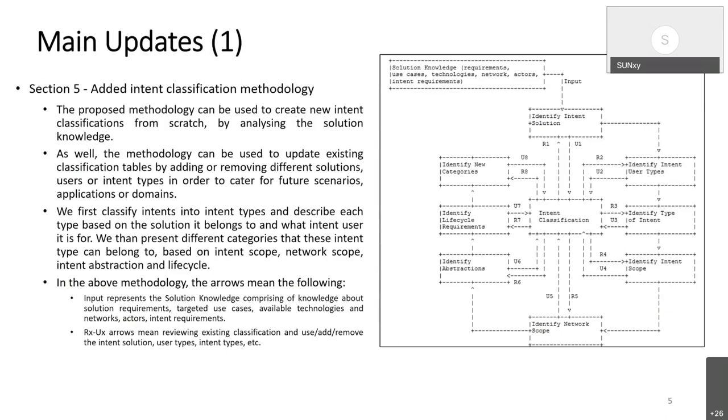We first classify intents into intent types and describe each type based on the solution it belongs to and what intent user it is for. We then present different categories that this intent type can belong to based on intent scope, network scope, intent abstraction, and lifecycle. In the above methodology, the arrows mean the following. Input represents the solution knowledge, comprising knowledge about solution requirements, target use cases, available technologies and networks, actors, and intent requirements. And the RX UX arrows mean reviewing the existing classification and the use, add, remove of the intent solution, user types, intent types, and so on. Okay, next, please.